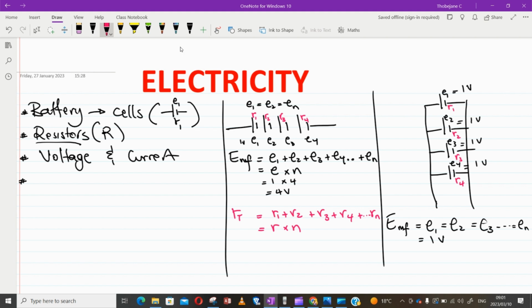There are very few cases where the value of r1 will be different from the value of r2, different from the value of r3, and so forth. Normally, the value of r1 and E1 will be the same as that of cell 2, cell 3, cell 4, and so forth.